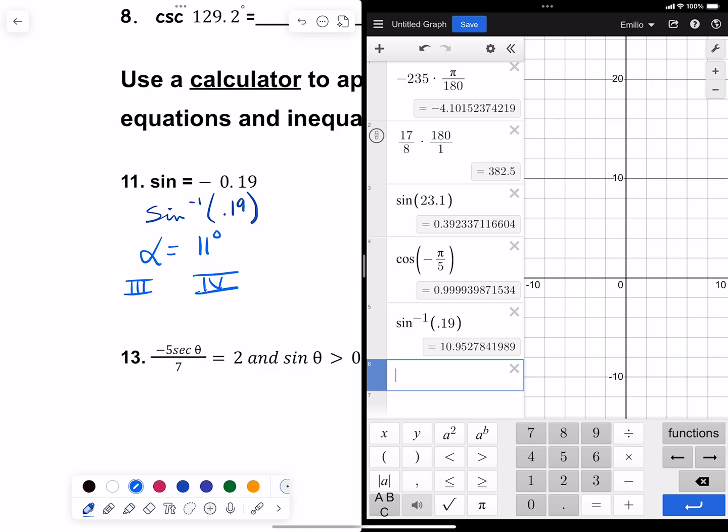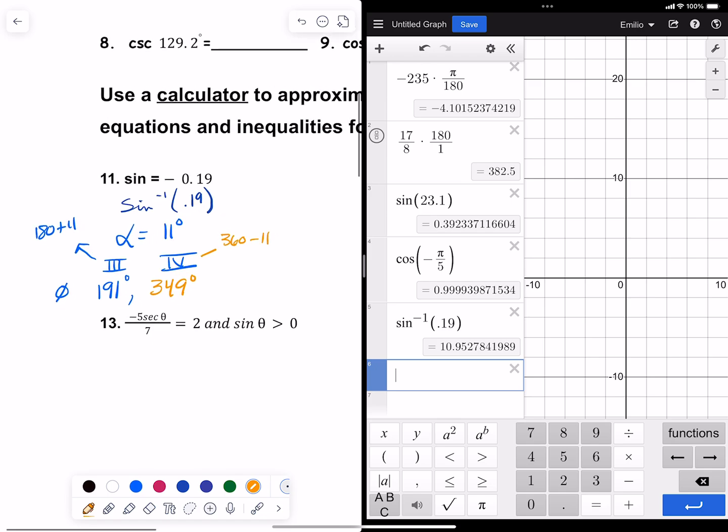So to get quadrant 3, remember, you're going to do 180 plus 11. So that means that the answer would be 191 degrees theta. And the other answer here, in this quadrant, you do 360 minus 11. So then the answer would be 349. And those are both of your answers. This one does not have a parameter, which means you want both answers. So you're done. You don't do anything else.